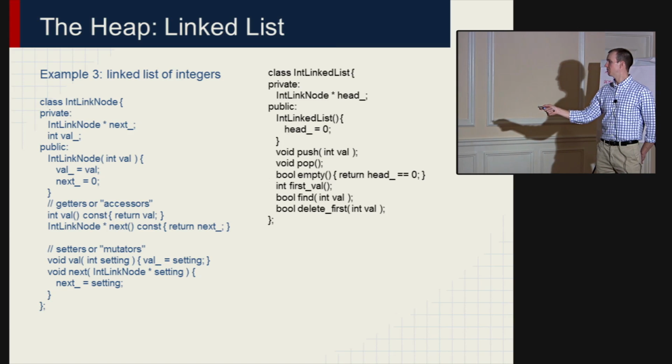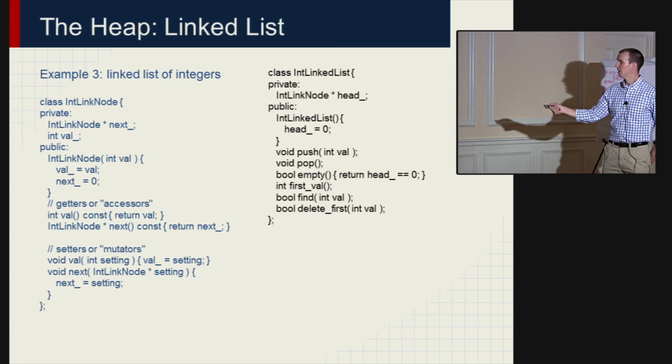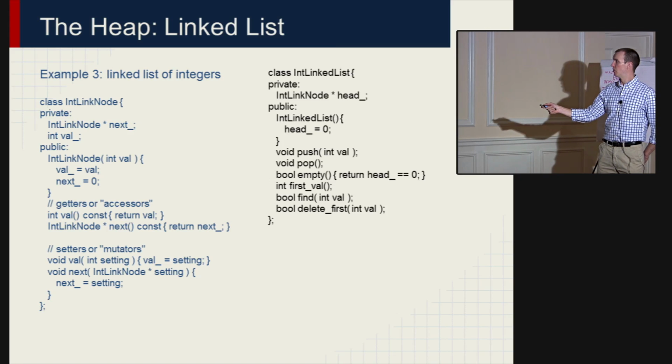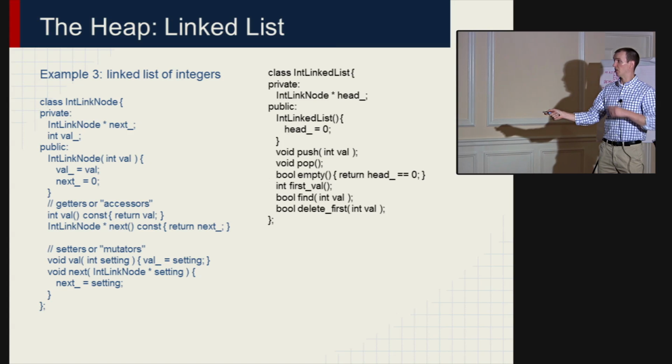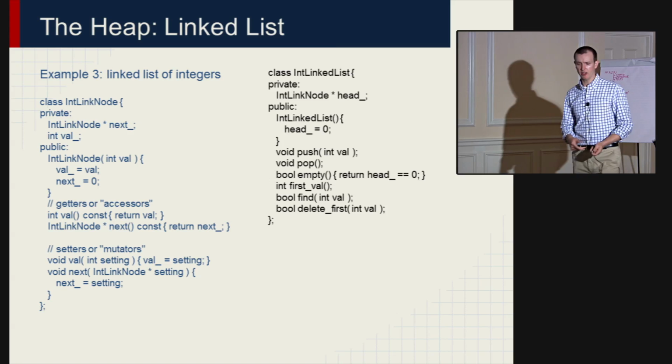In this case, I've just given the implementation here. Just return whether or not the first pointer in the list is the null pointer. You should be able to get the first value, the value of the first element. You should be able to find a particular value, see whether it's in the list, and then you should be able to delete the first value.